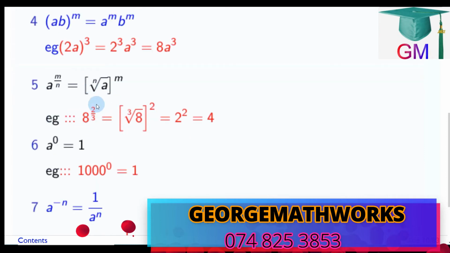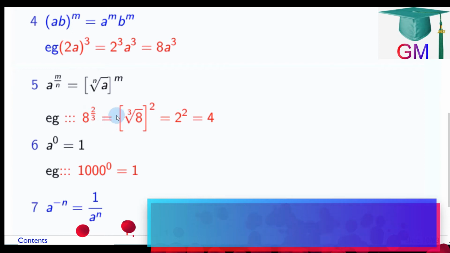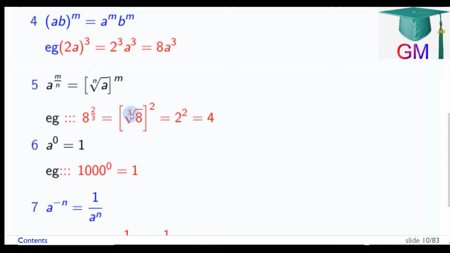For example, 8 to the power of 2 over 3 is equal to, what I have as the base goes under the root. What I have as the denominator of the power comes here. What I have in the numerator comes as the overall power outside.